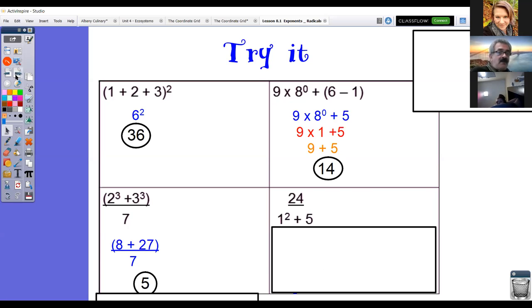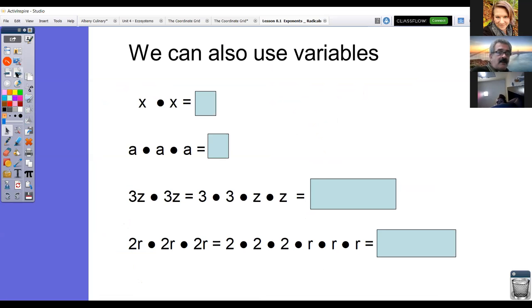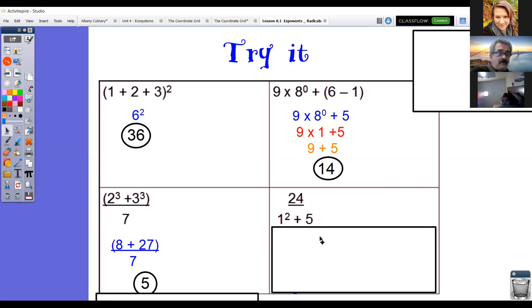Okay, let me take a look at something here for a second. Okay. And again, we'll go over this when you have the packet.